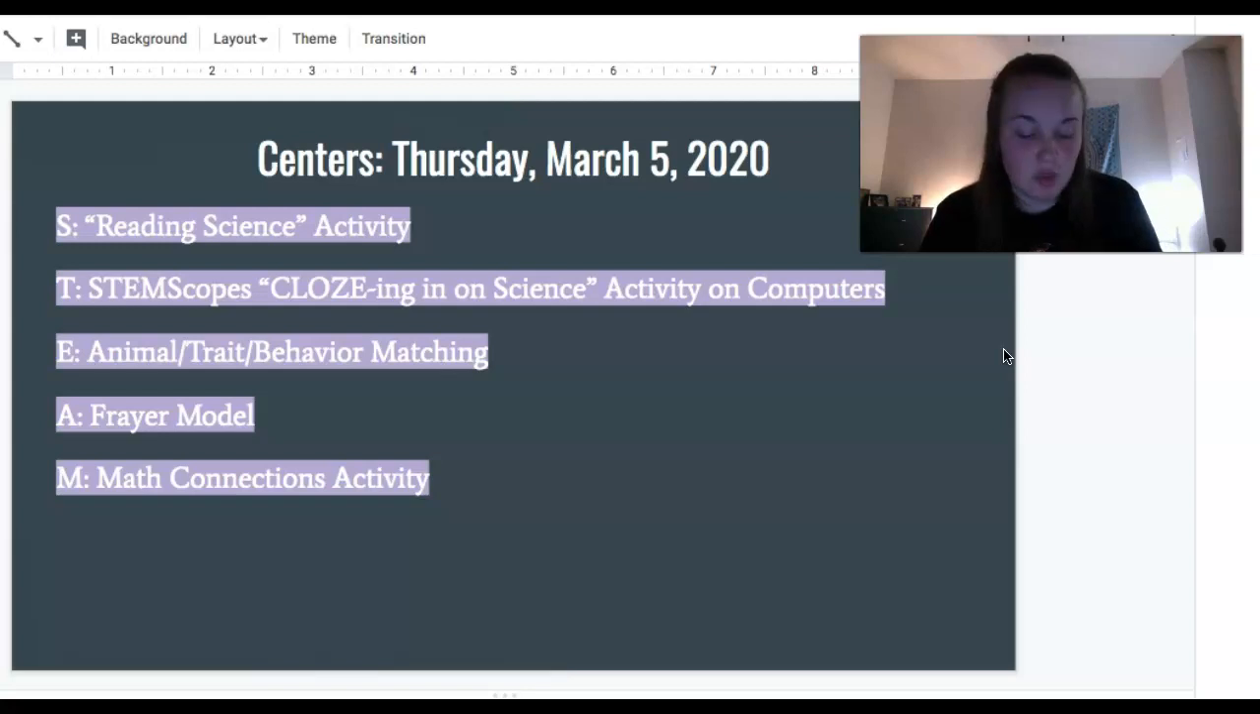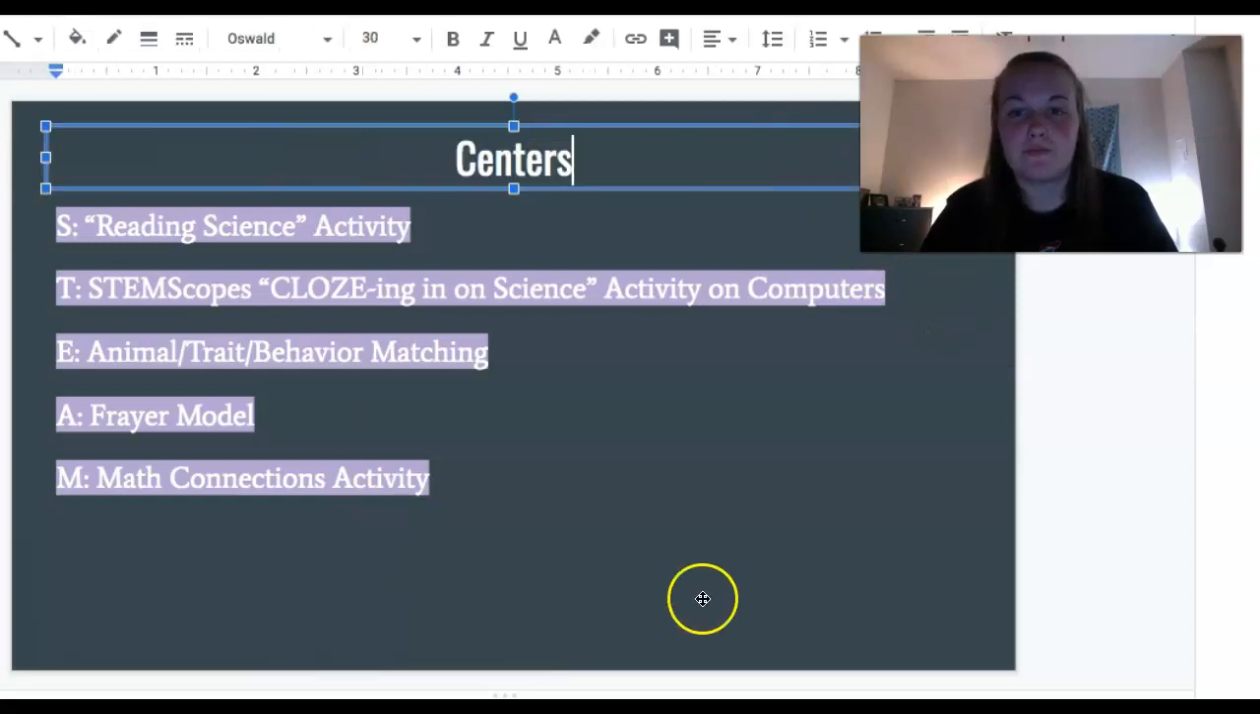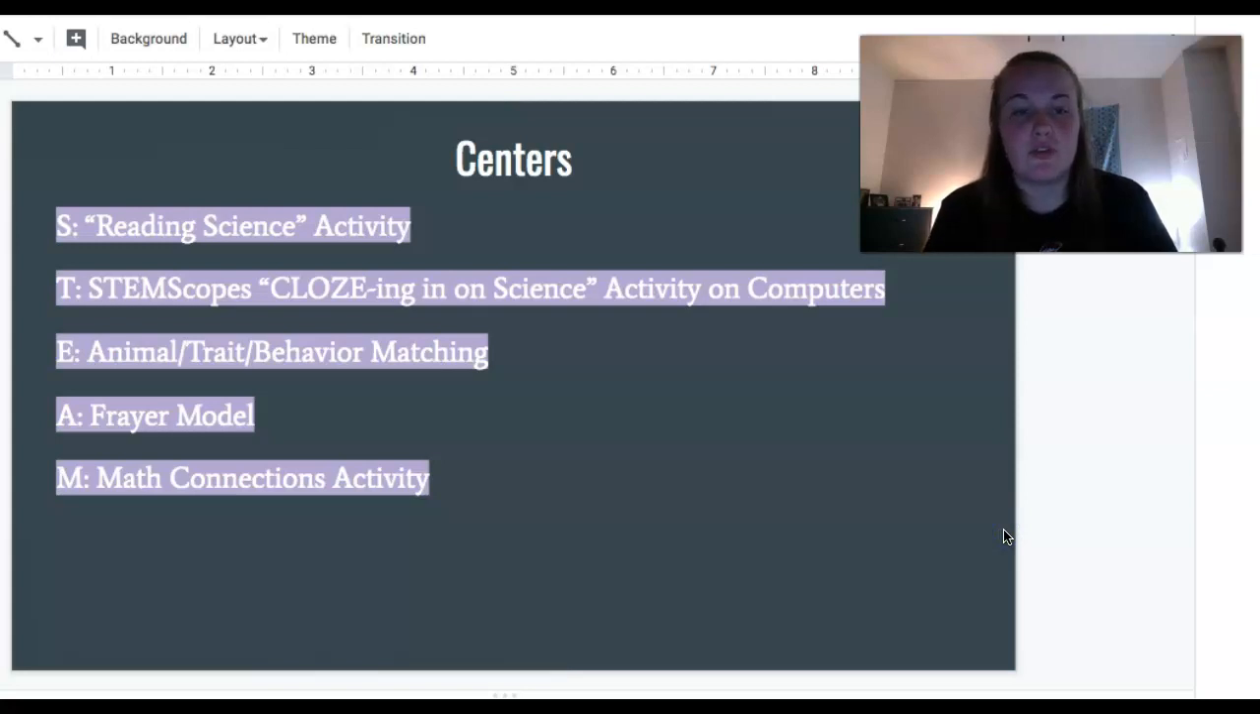Your second one is a STEM scope, closing in on science. This activity is done on your STEM scopes, so it's just the same app portal that you have been using. So you'll go on your STEM scopes, you'll have that activity. It's the 410 BA closing in on science. You don't have to do any of the illustration pieces if you don't want to. Then for engineering, the engineering center, you'll have a matching sorting activity that you'll do along with a worksheet. Your art will be a Frayer model activity that we've done previously, and then math will be a math connections activity also that we've done previously.